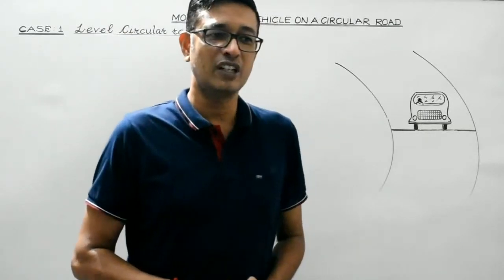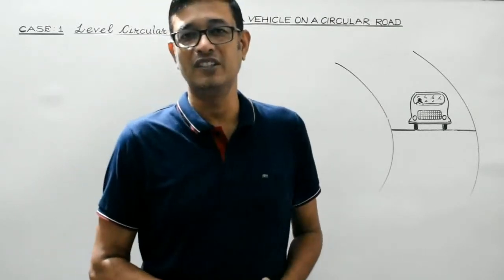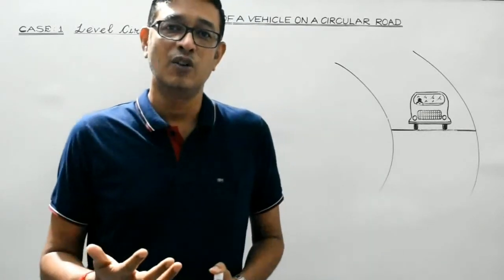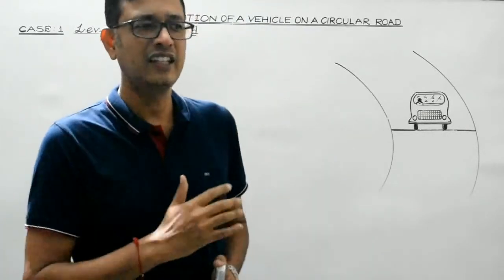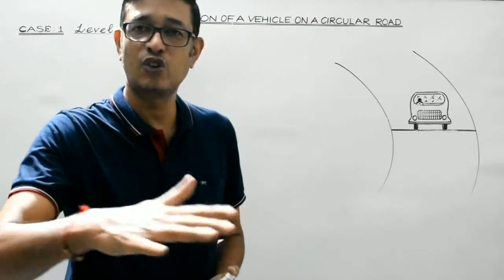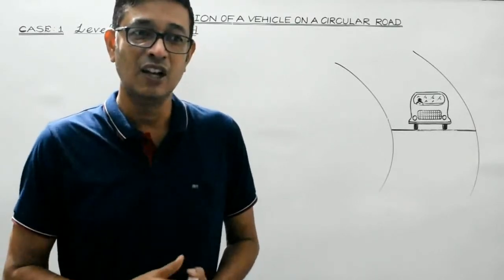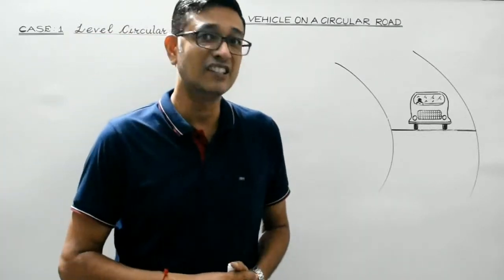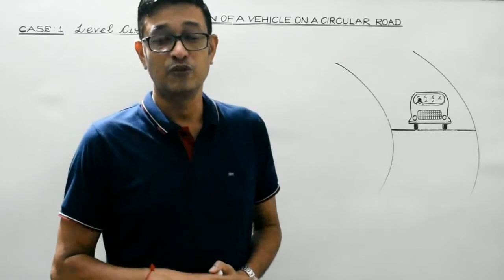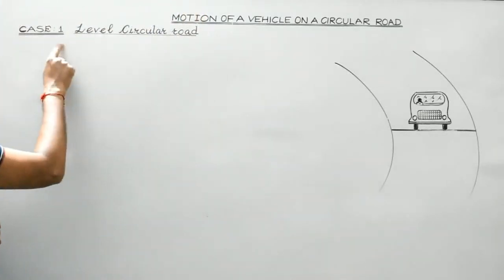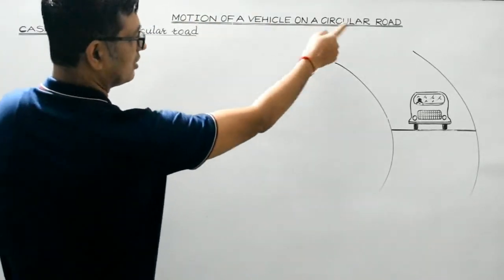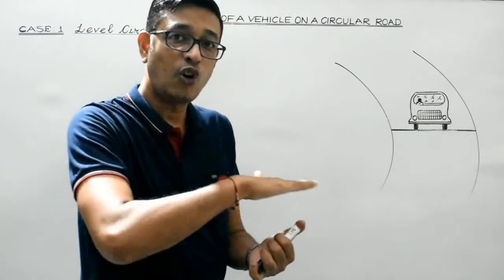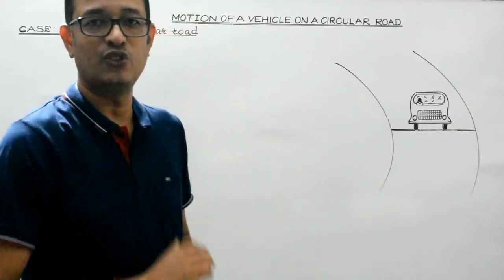In this session, we are going to discuss some very interesting points. We'll discuss the motion of a vehicle while taking a circular turn in various cases. On a level road, then we'll discuss the banking of tracks with friction and without friction. So we'll be dealing with these 3-4 cases in this particular session. First and foremost, we'll discuss the motion of a vehicle on a circular road when it is level, when it is horizontal, a level circular road.